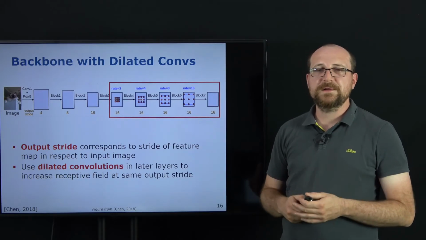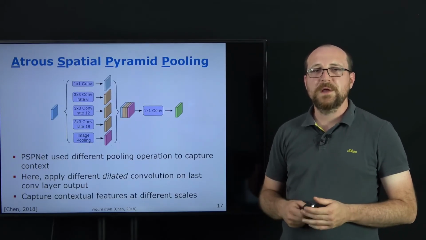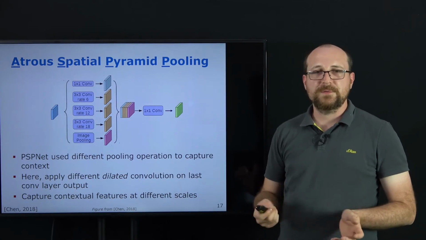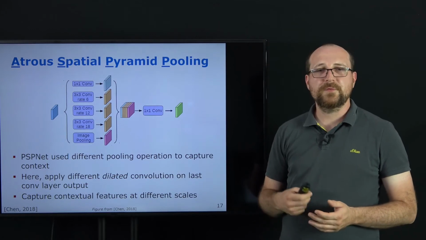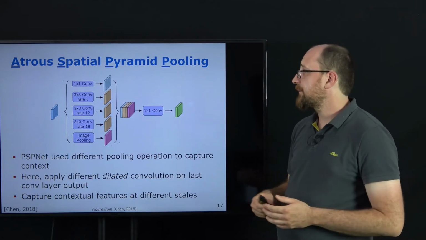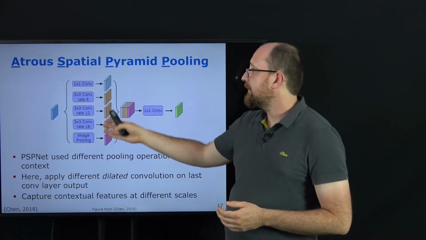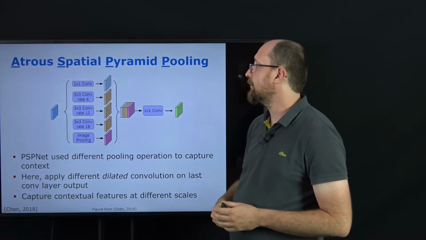And this idea is then also taken into the ASPP module, which is very similar to the PSPNet. In the PSPNet we had different convolutions which worked on different pooled feature maps. In this case, we have a similar idea, but we have the same feature map and apply different dilated convolutions here.